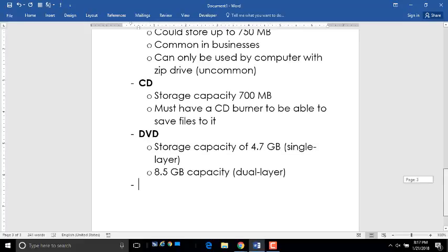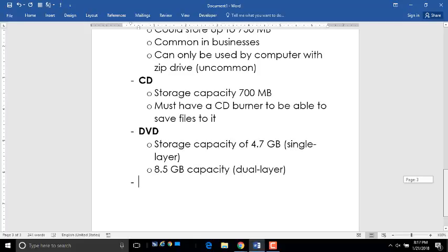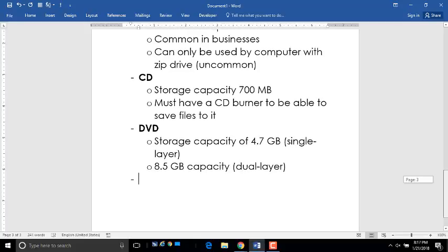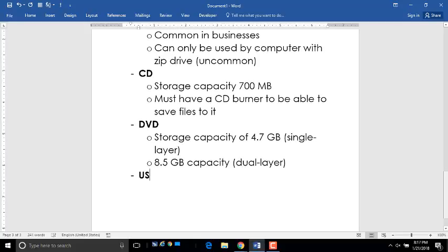And then let's talk about one more storage device here that is extremely common, and that would be a USB flash drive. Some people just call them USB drives, some people call them flash drives, some people use the term thumb drive, and we know how those work. It just plugs into a USB port on a computer.